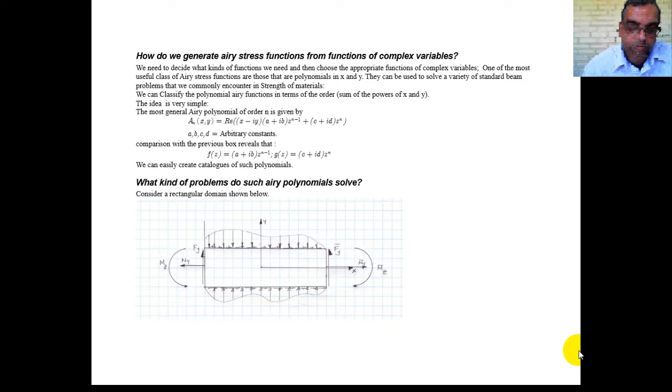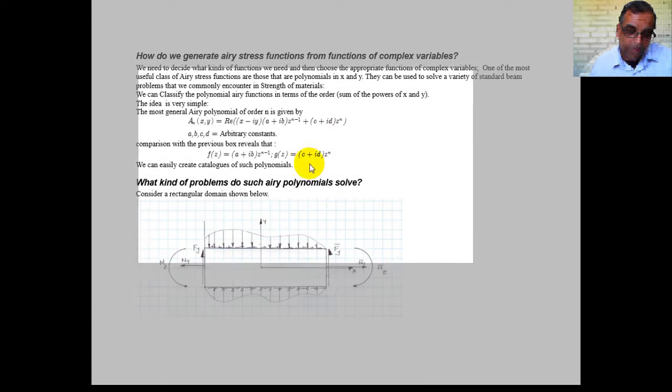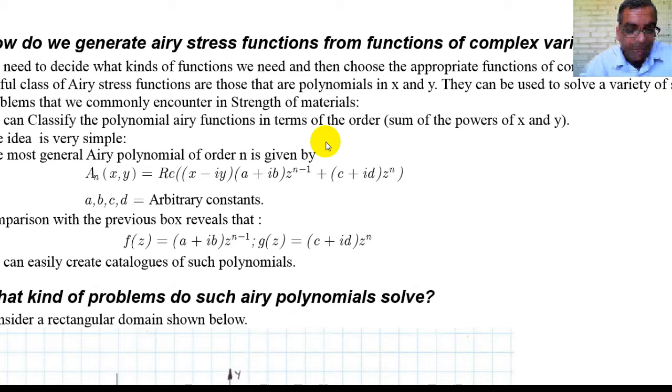Hi, welcome back. So now we are ready to generate Airy stress functions, and the idea is very simple. Let me point out the basic thing. Every general polynomial Airy stress function, a polynomial of order n, is given by this: the real part of (x plus iy) times (a plus ib) z to the n minus 1 plus (c plus id) z to the n. A, B, C and D are arbitrary constants. This is the most general Airy stress function you can come up with. That's all.